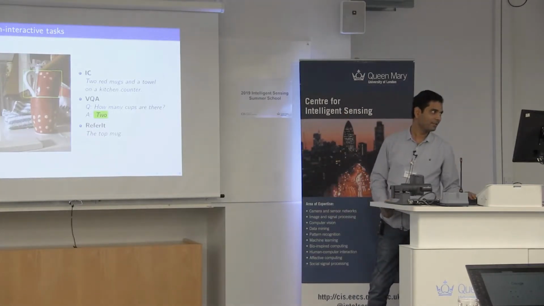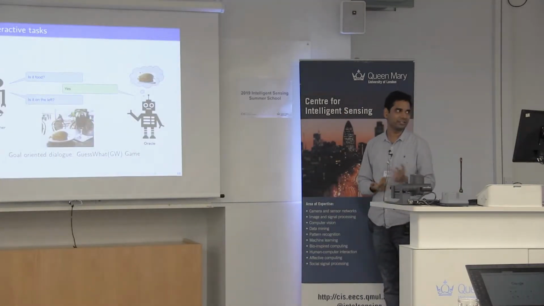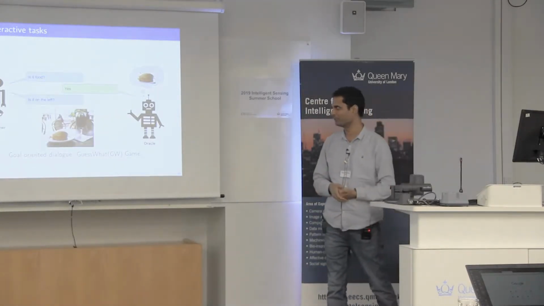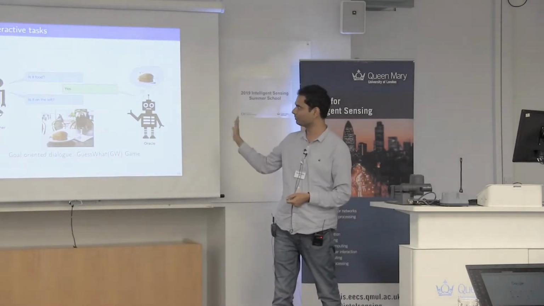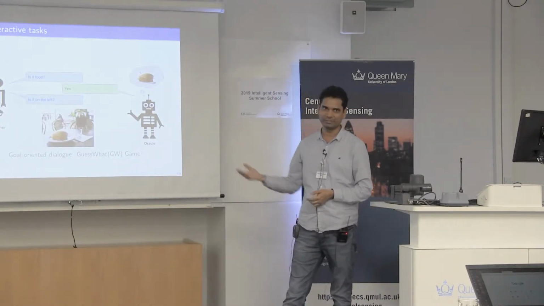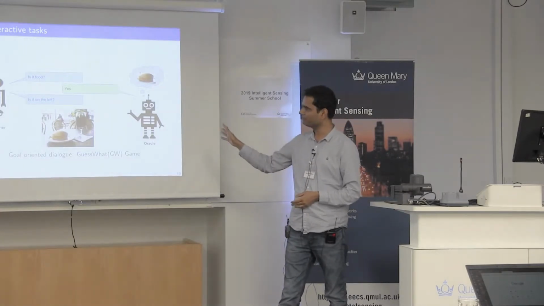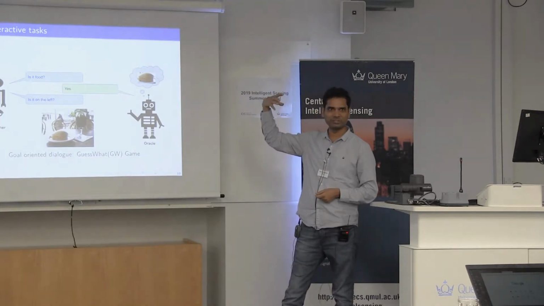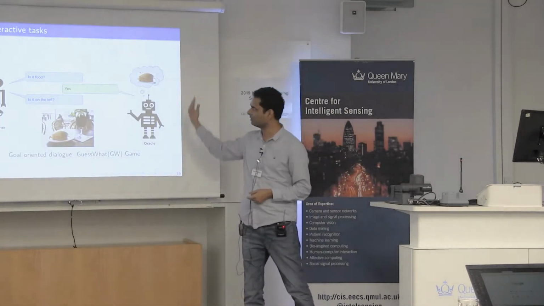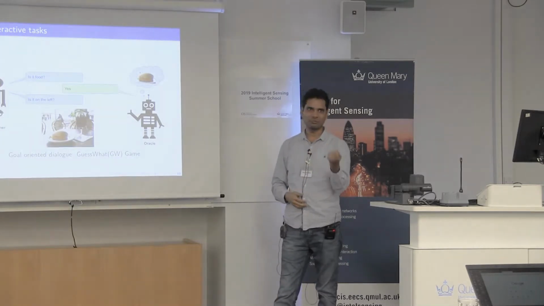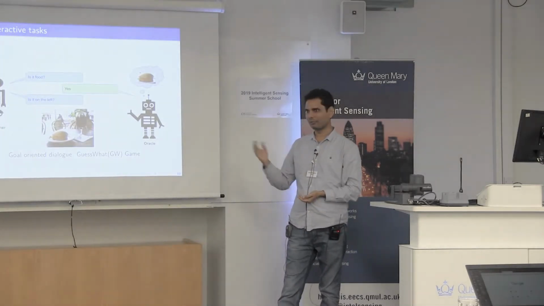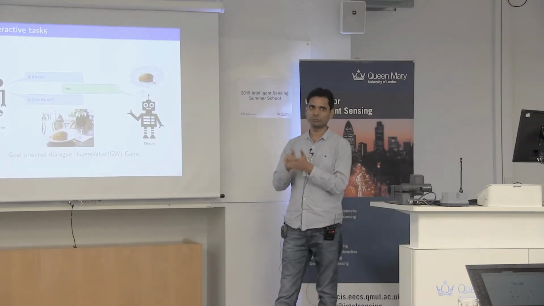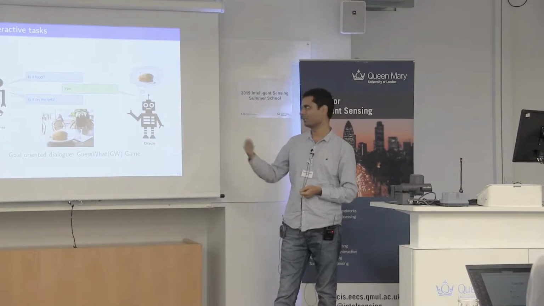In terms of the interactive tasks, in the goal-oriented category, one of the popular games is GuessWhat. Here there are two agents: one is the questioner and one is the oracle. Both of them see the same image. The oracle has some object in mind, here the burger, and the questioner has to ask yes-or-no questions, which the oracle will answer. After having enough information, the questioner has to guess the object the oracle was thinking of.